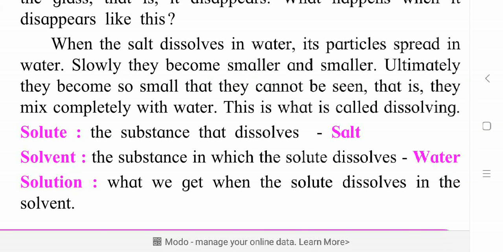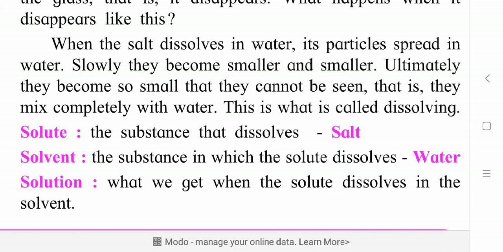In that we saw that salt or sugar works as a solute since it dissolves. Solvent: the substance in which the solute dissolves, where the sugar or salt gets dissolved. Here we have taken water. And solution: the mixture of this solute and solvent is called a solution. Final output is what is called a solution.